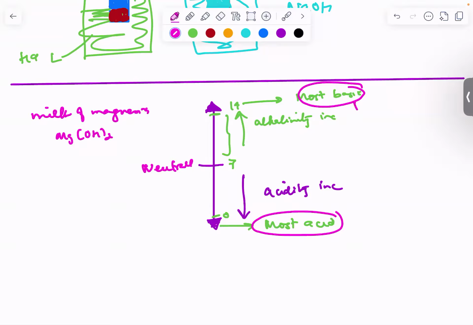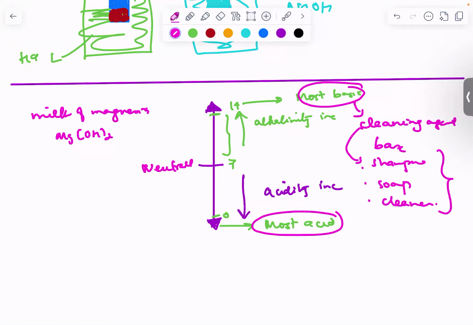However, most of the cleaning agents are bases. They could be shampoo, soap, or any type of cleaner. They all contain base. And the base feels slippery. That is why shampoo and soap are slippery, because bases are slippery. Now, these are the man-made things.